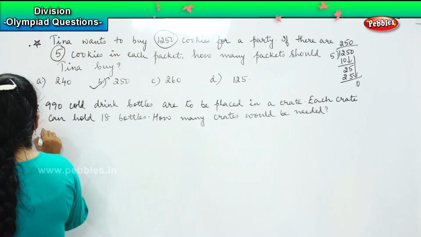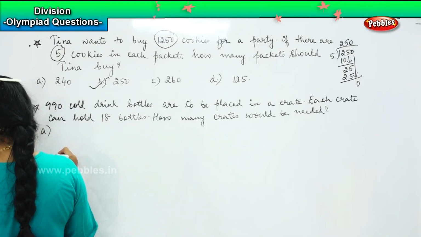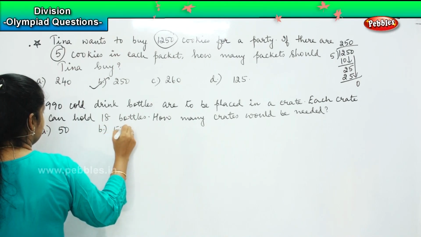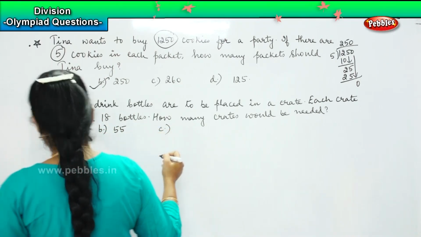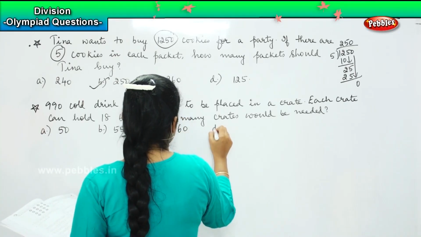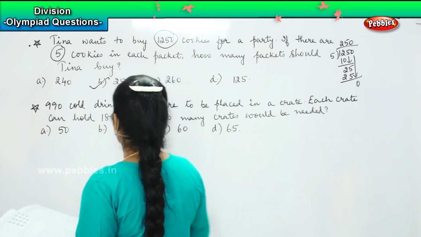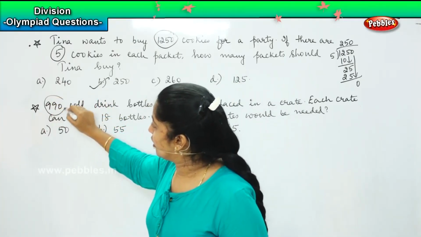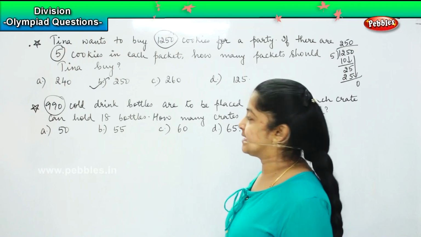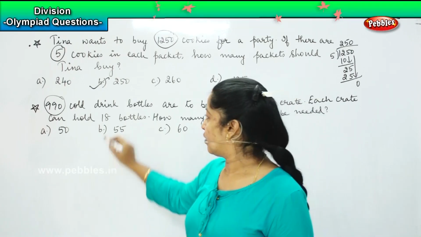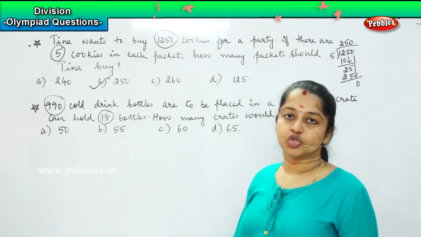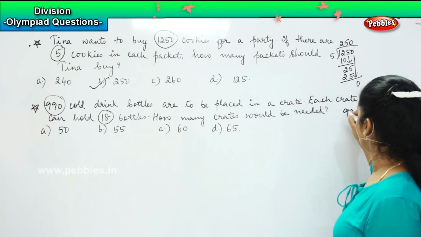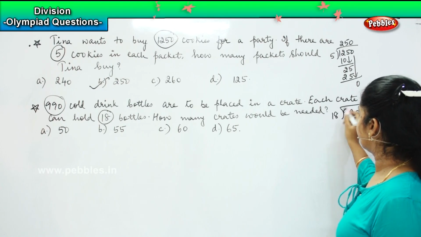Okay, the options are A 50, option B 55, option C 60, and option D 65. Okay, so again this question is a simple one. 990 cold drink bottles are to be placed in a crate and one crate can hold 18 bottles. So we need to find out how many crates are needed. So 990 divided by 18.